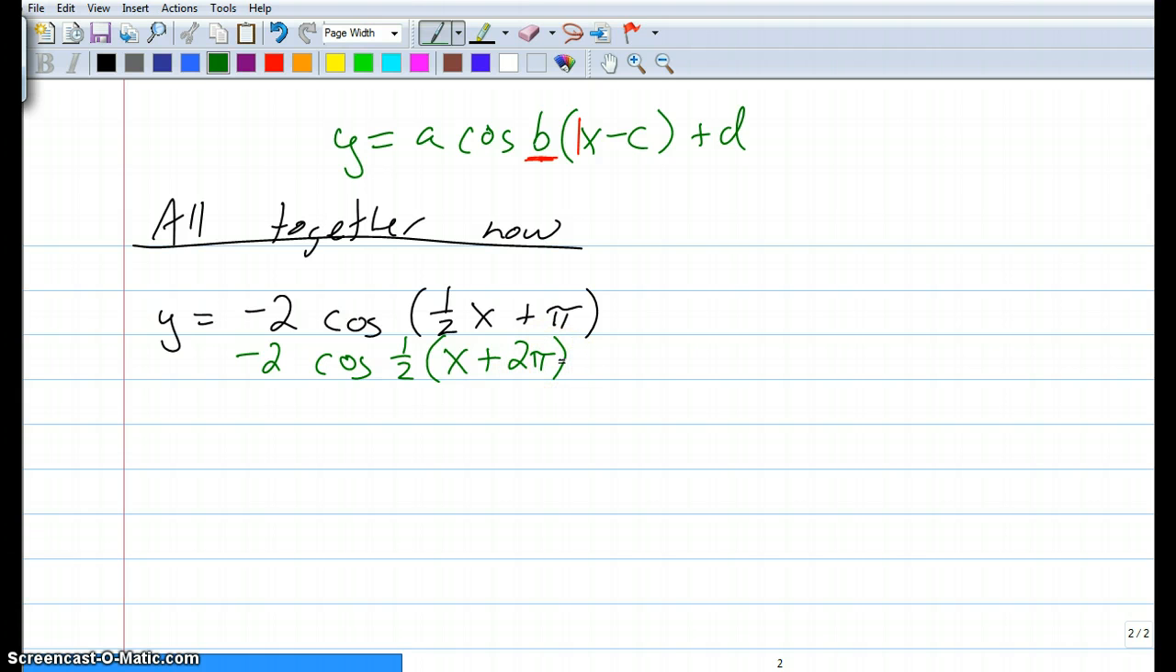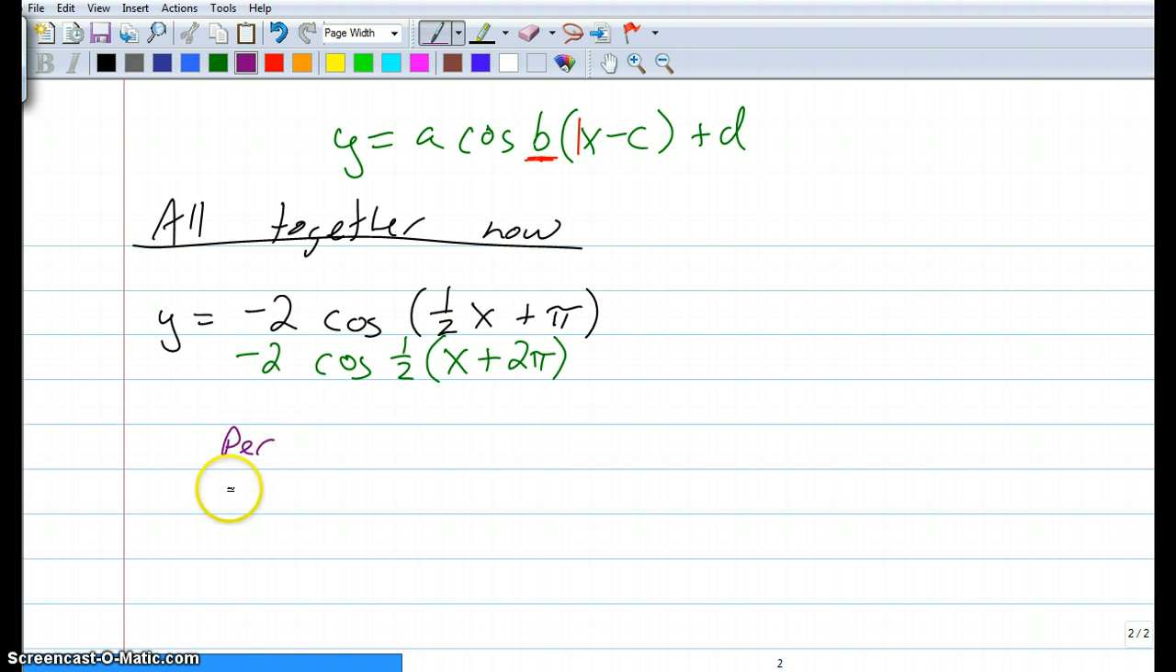Now, for some of you, that might freak you out for a second, but oh, there it is. You just got it. Check yourself. What if I was to distribute it back? Could I get back here? That would be 1/2 x. 1/2 times 2 pi is pi. See how they are the same.